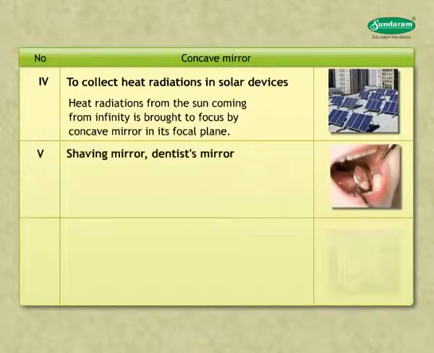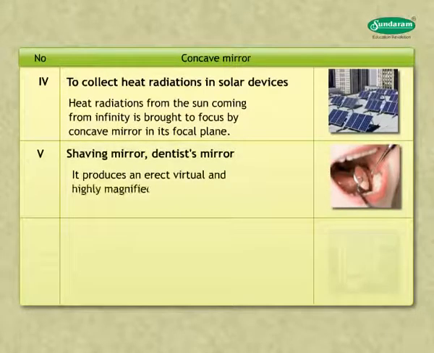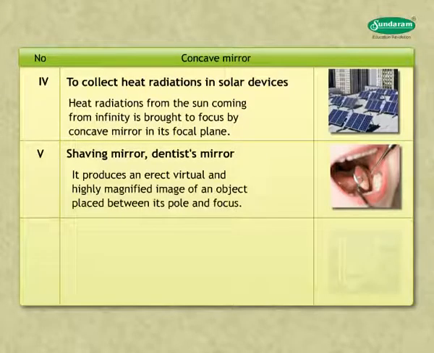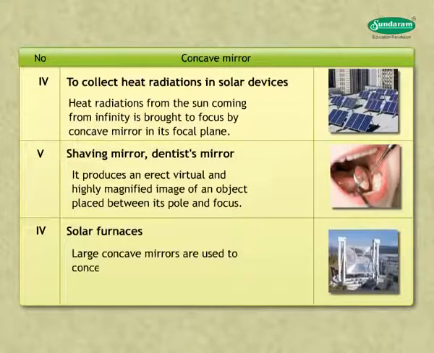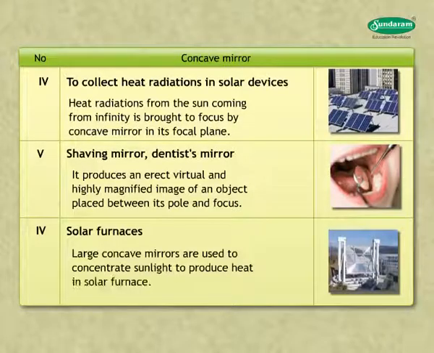5. Shaving mirror or dentist mirror. It produces an erect, virtual and highly magnified image of an object placed between its pole and focus. 6. Solar furnaces. Large concave mirrors are used to concentrate sunlight to produce heat in solar furnace.